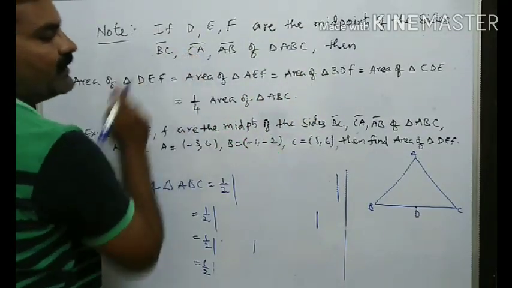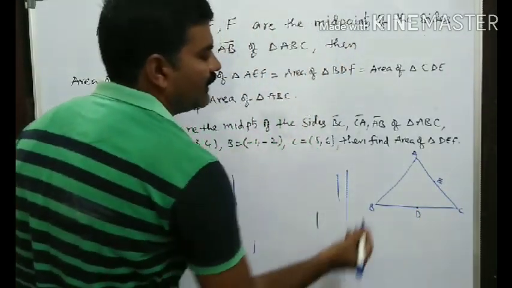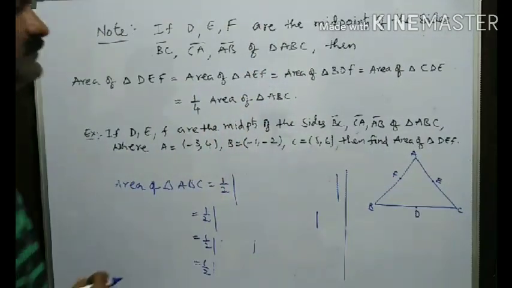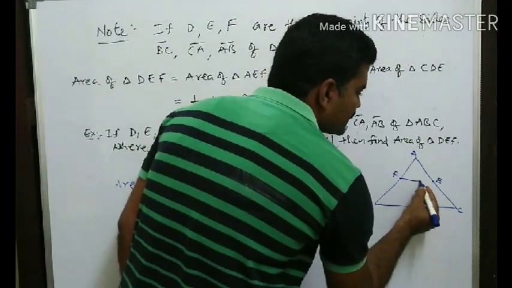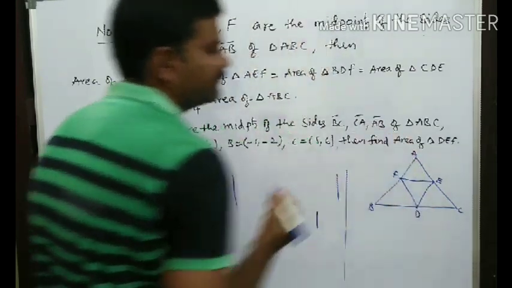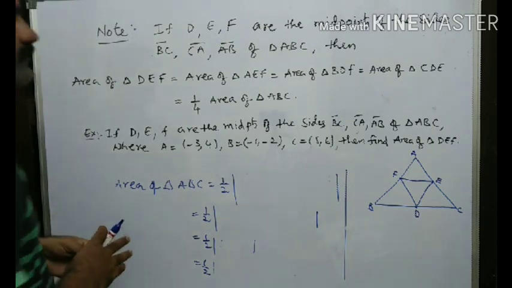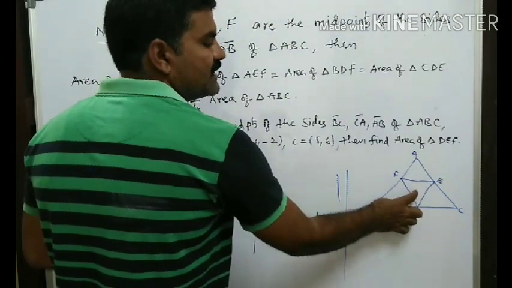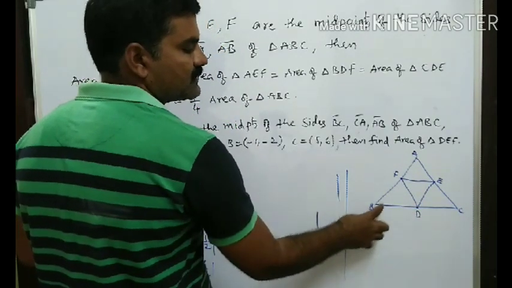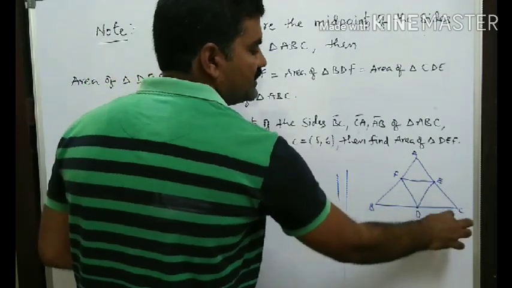And E is the midpoint of CA. Let it be E. And finally F is the midpoint of side AB. Now if we join these EF as well as ED and even DF. Now see here. Now finally there are 4 triangles. One is the middle one, that is triangle DEF. Above one, triangle AEF. And this is triangle BDF. And coming to this is triangle DEC.